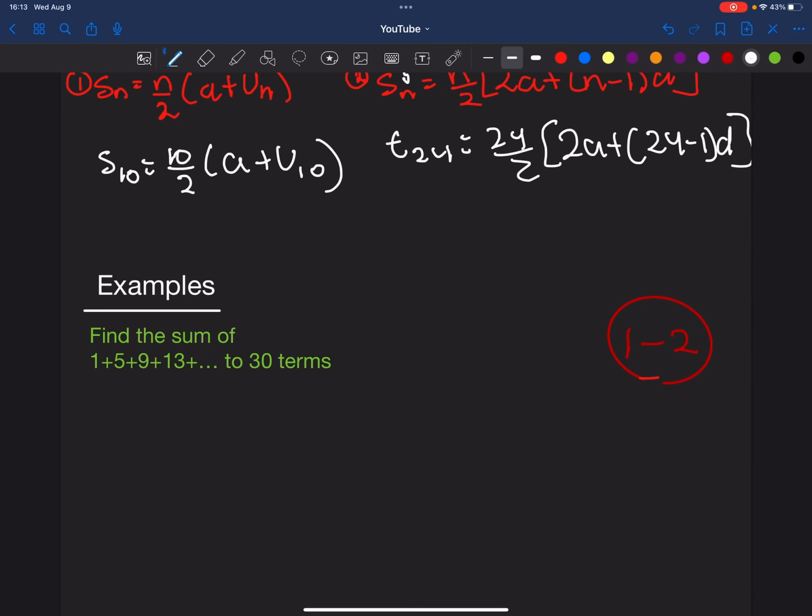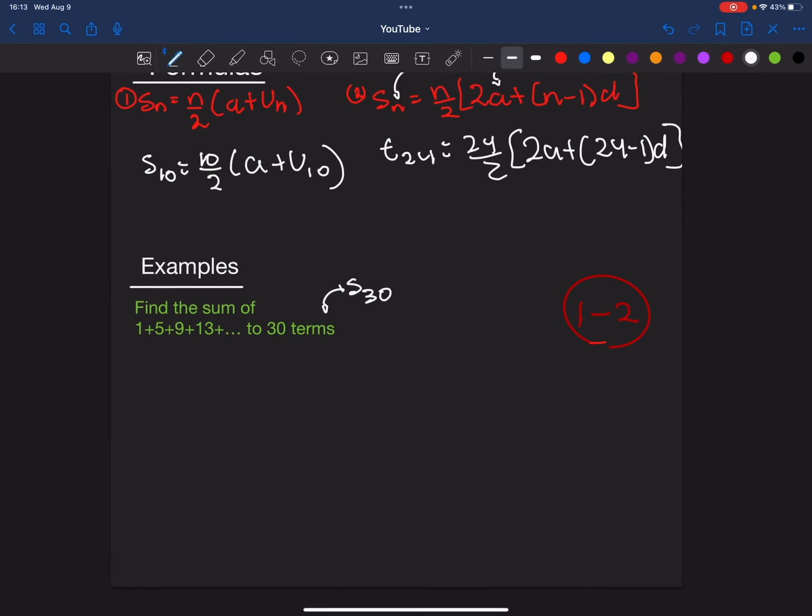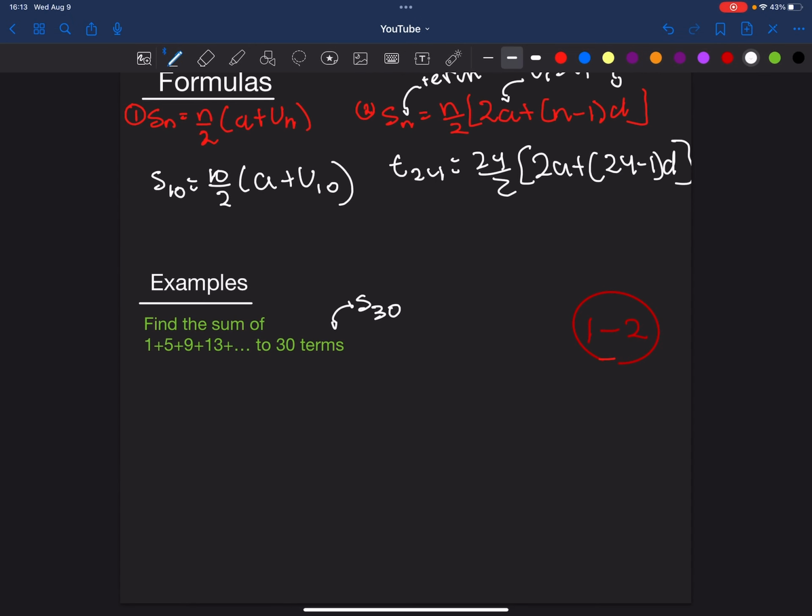So now that you know how to use both the formulas, we're gonna do the first example. Find the sum of 1 plus 5 plus 9 plus 13 to 30 terms. So what this means is they're trying to make you find the sum of the first 30 terms. So let's write down all the information that we know. We know A is equal to 1. We know that n is equal to 30, right? And we know that the common difference is T2 minus T1. So 5 minus 1 is equal to 4. So the common difference is 4.